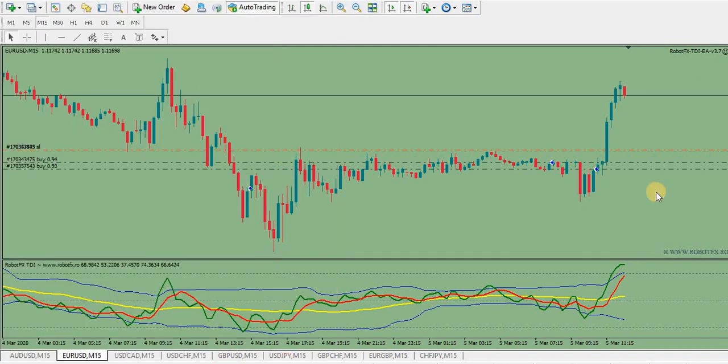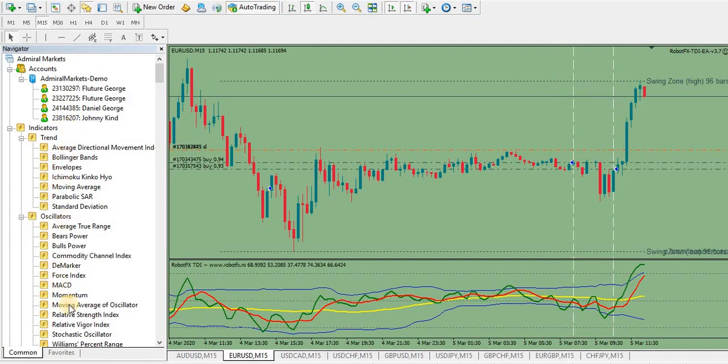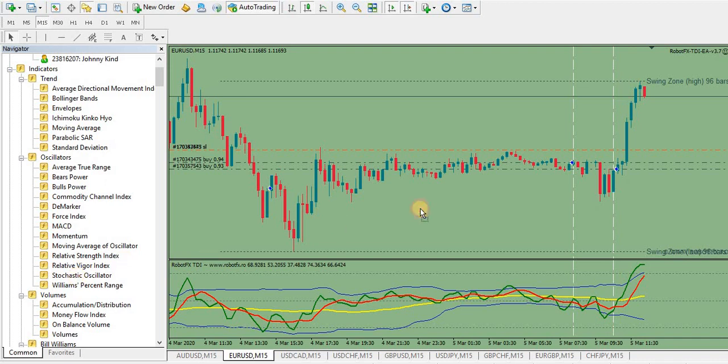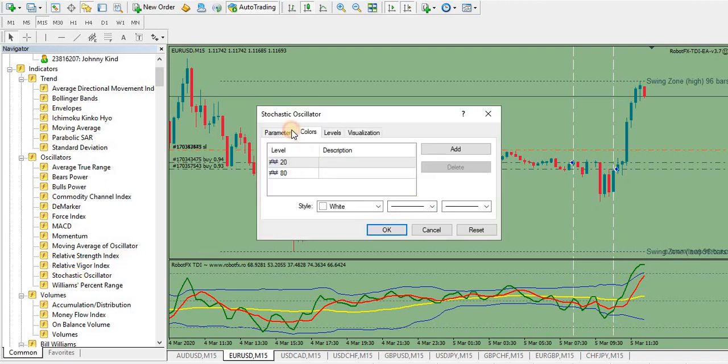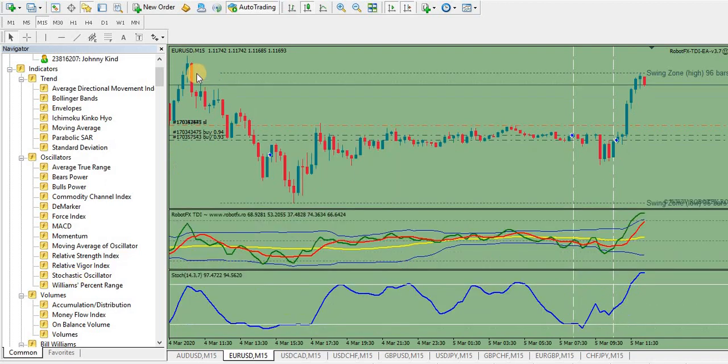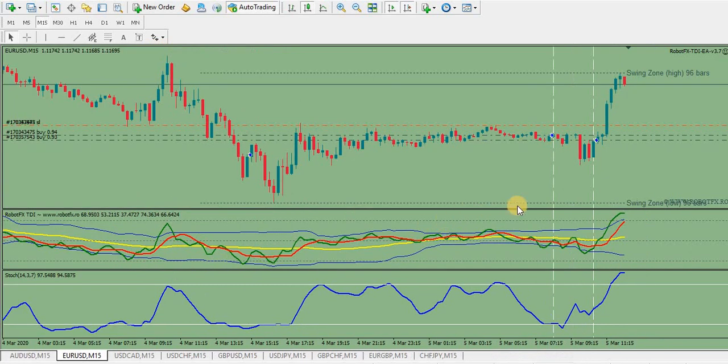That means that in this situation, when the expert advisor opened two trades, one here, if I would have used the stochastic, excuse me, as a confirmation with the same settings as the expert advisor, the expert advisor would probably have ignored this trade right here because the stochastic was not in the oversold area.